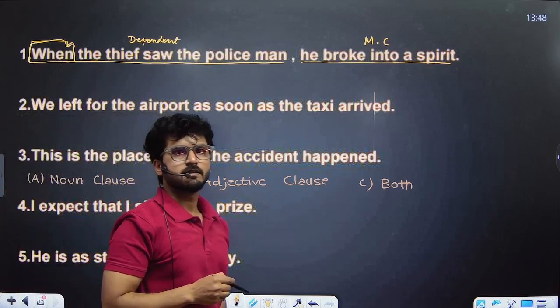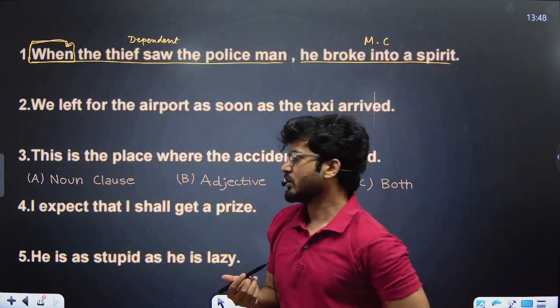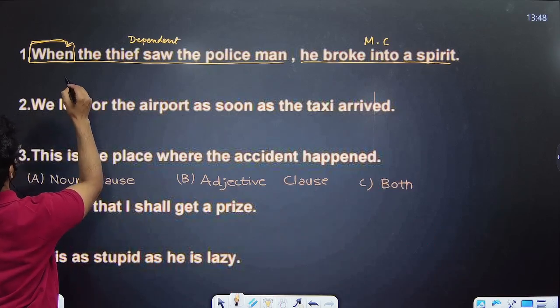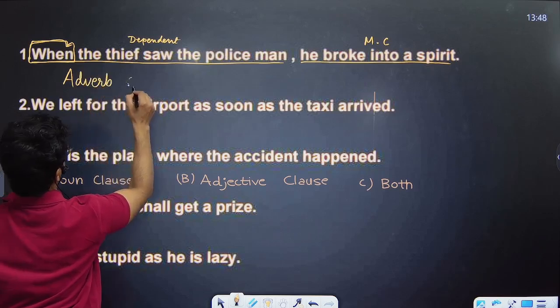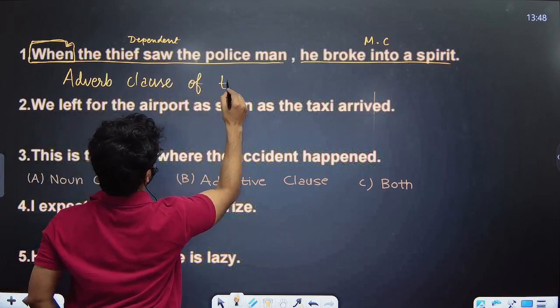Modify, it is modifying what? Action. Okay, so this is the adverb clause, and in that specifically it is adverb clause of time.